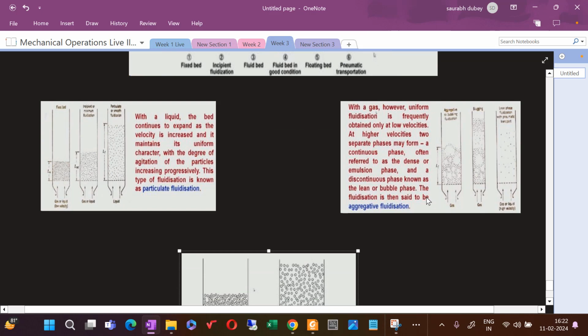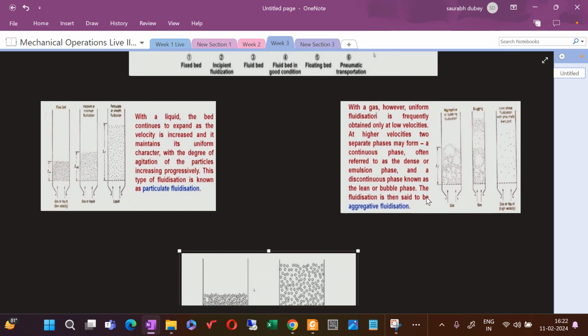So what is particulate fluidization first? With a liquid, the bed continues to expand as the velocity is increased, and it maintains its uniform character with the degree of agitation of the particles increasing progressively. This type of fluidization is particulate fluidization. But with the gas, it happens differently.